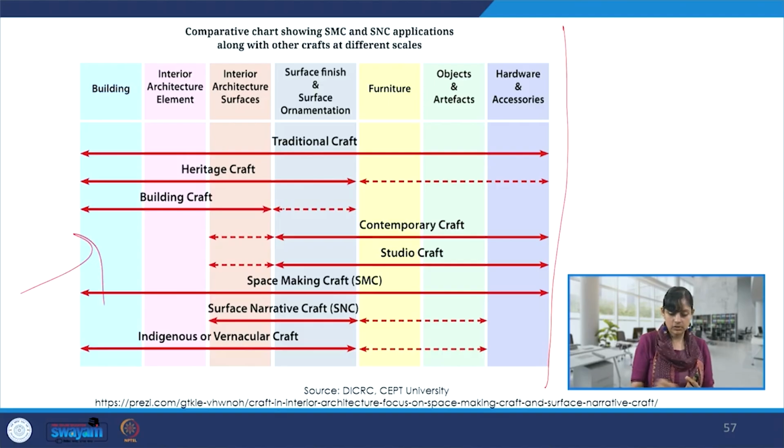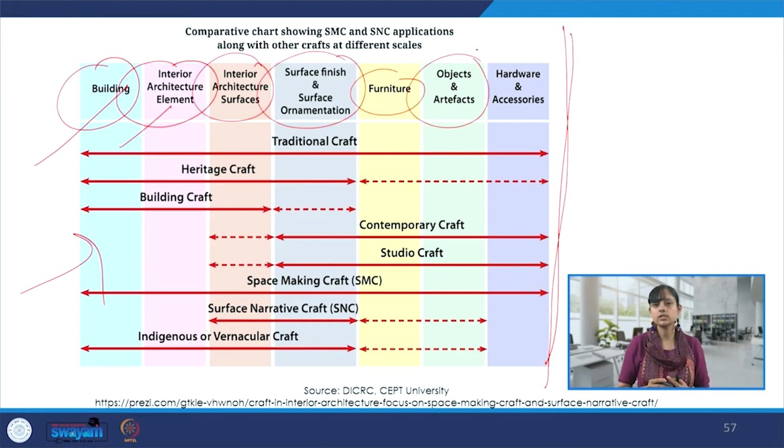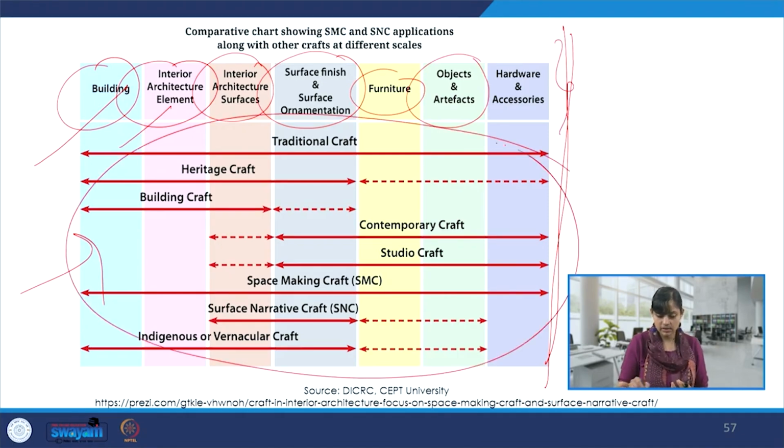And here there was a very nice inventorization which summarized everything for us, focusing on SMC and SNC. So we had a matrix in place: building, the interior architecture element, the interior architecture surface, surface finish and surface ornamentation, furniture, objects and artifacts, hardware and accessories, and then we had this elaborate discussion.